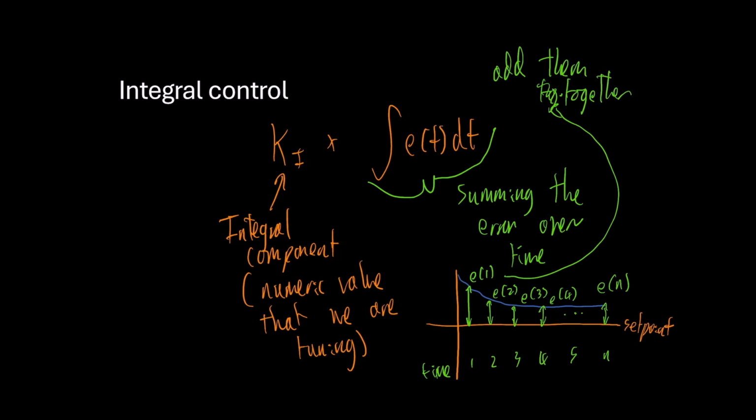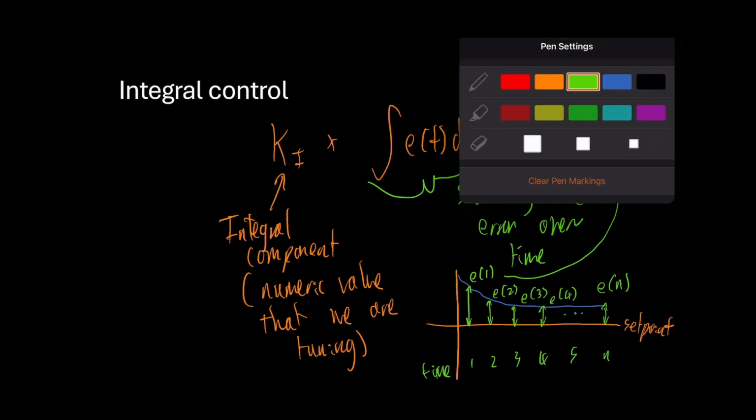Perhaps I could improve my spelling, but we are adding E1, E2, E3, E4, and all the way to En. We are adding the errors here, and what that does is it sums the error over time. And this is very useful for steady state typically. So let's clear everything. So, useful for steady state.